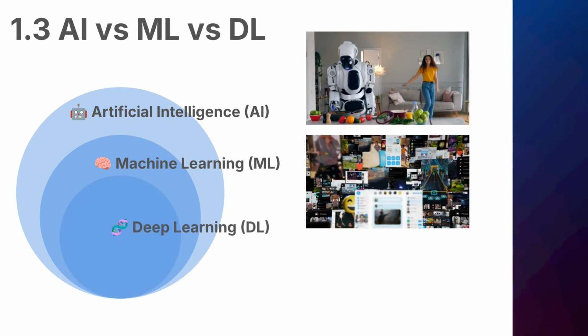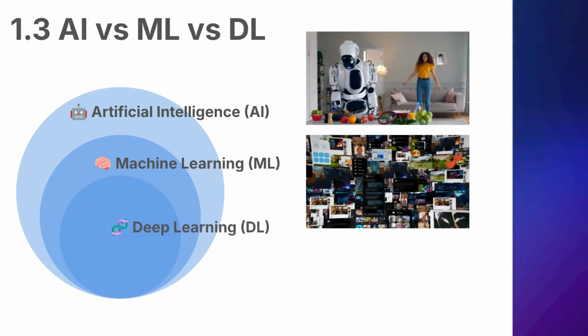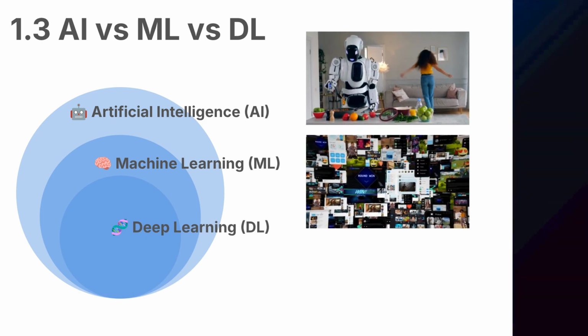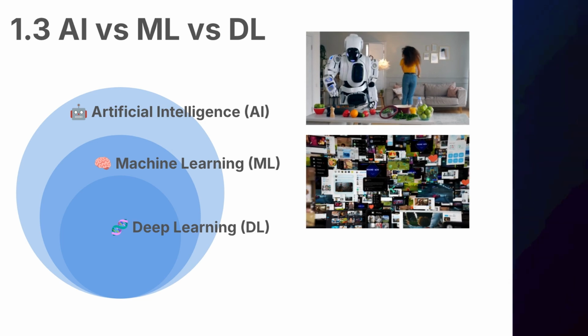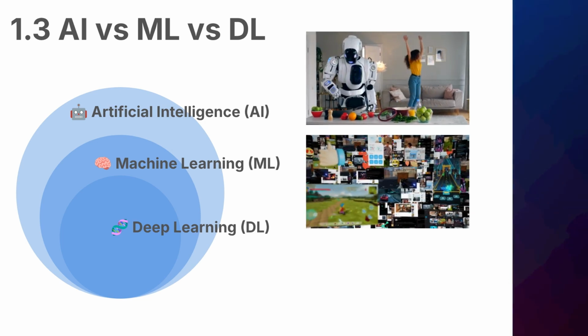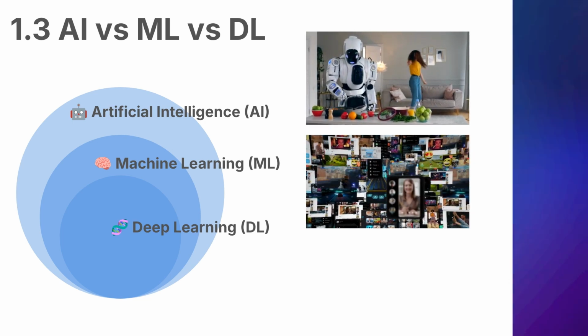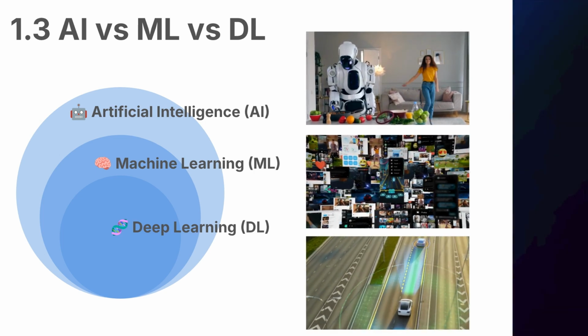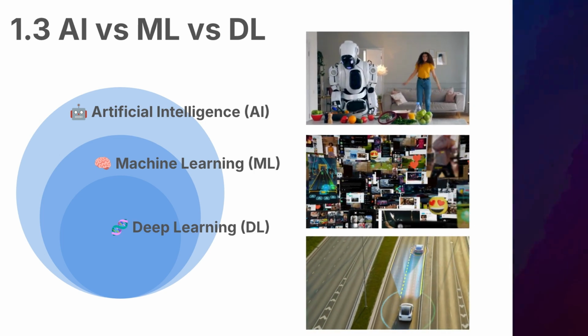Deep learning is a subset of machine learning. It uses advanced models called neural networks that are inspired by how the human brain works. Deep learning is especially powerful for large and complex data like images, videos, and natural language. For example, self-driving cars recognizing stop signs and pedestrians using cameras.